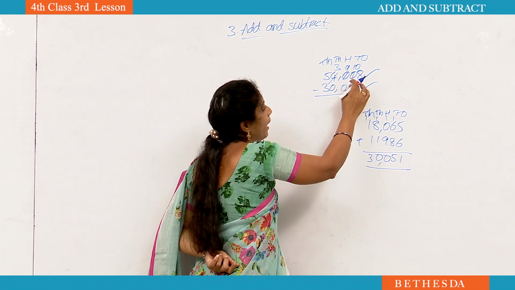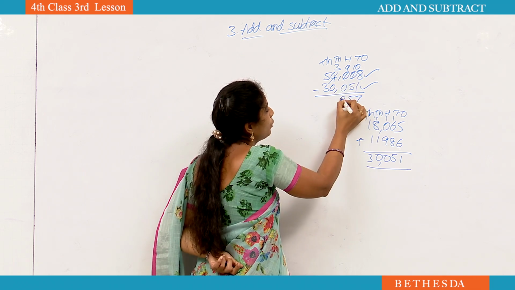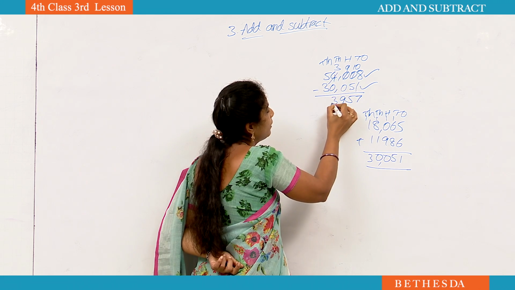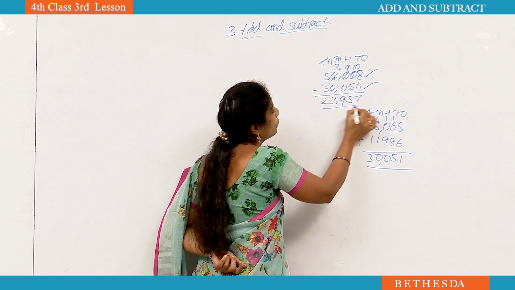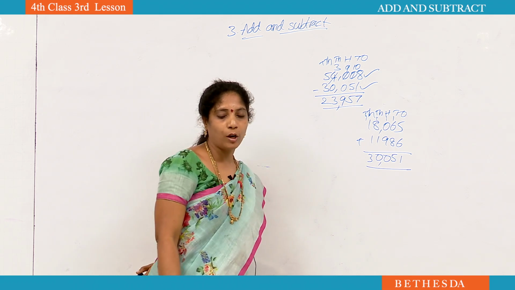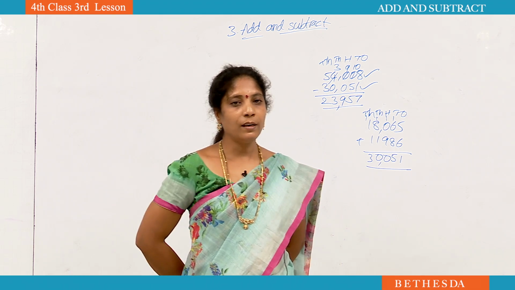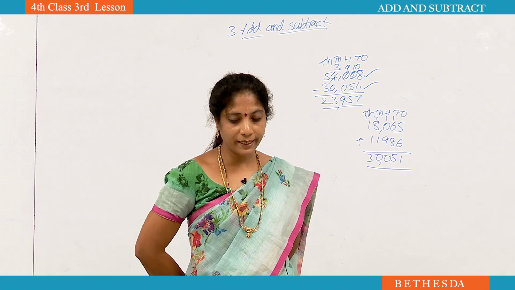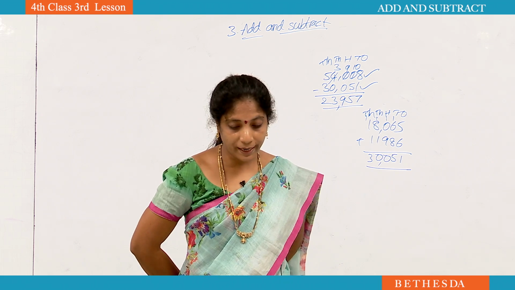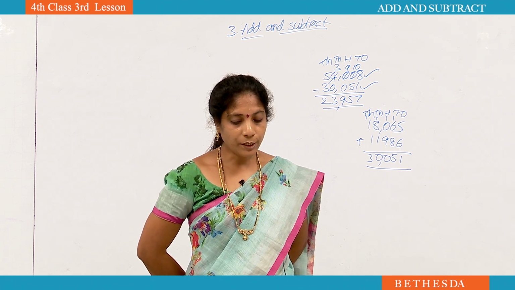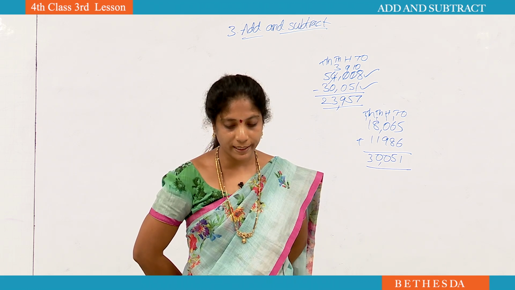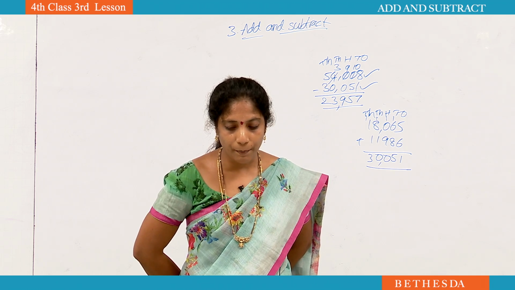Now 10 minus 5, 5. 9 minus 0, 9. 3 minus 0, 3. 5 minus 3 is equal to 2. Now how many more chocolates they produced in the morning than afternoon? 23,957. Each chocolate box has a gift toy inside. Find the total number of toys.